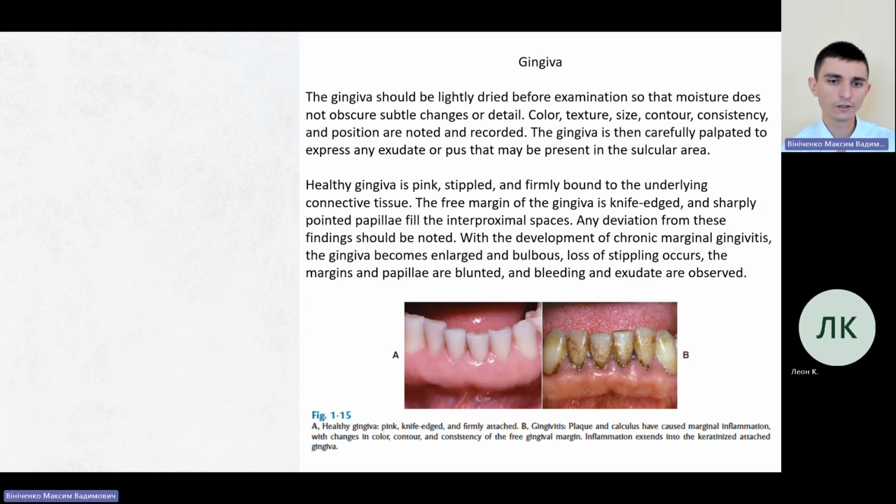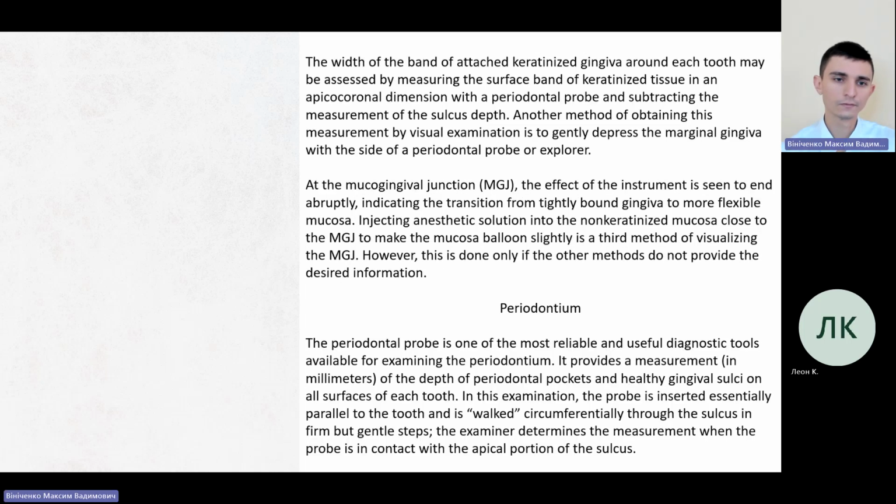With the development of chronic marginal gingivitis, the gingiva becomes enlarged and bulbous. Loss of stippling occurs, the margin and papilla are blunted, and bleeding and exudate are observed. The width of the band of attached keratinized gingiva around each tooth may be assessed by measuring the surface band of keratinized tissue in an epicoronal dimension with a periodontal probe and subtracting the measurement of the sulcus depth.